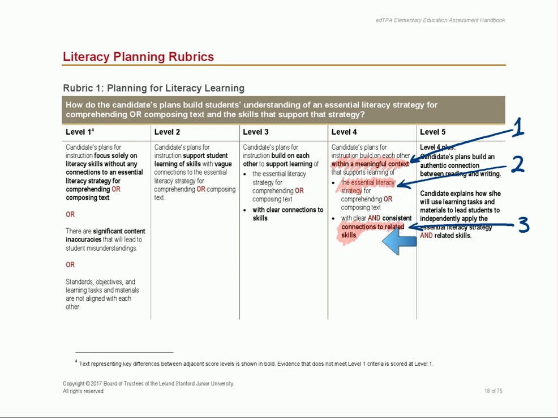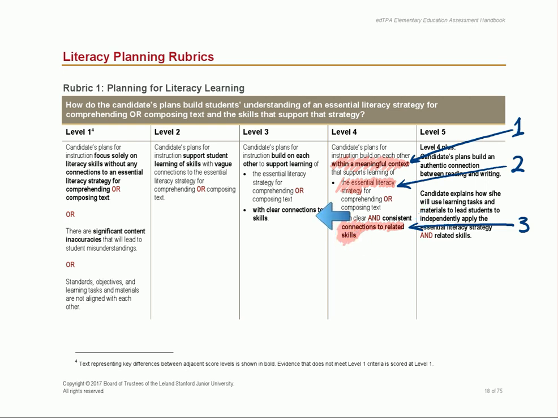But to get to the level 4, you need to consider this one, right? So you're supporting the learning of the essential literacy strategy with clear and consistent connections to related skills. Okay, so the difference between a 3 here and a 4 is this consistent connections. All right. So you want to be talking about related skills throughout your planning. It should be evident that your related skills fill every single one of your plans, and that you can address them clearly in your commentary too.